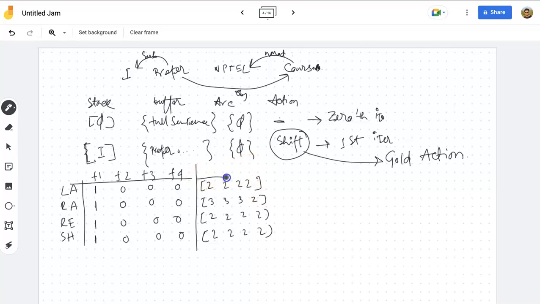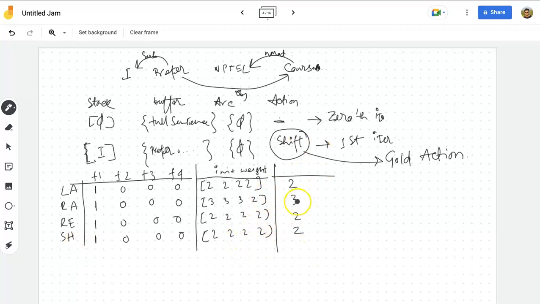So this is the initial weight. Now if you multiply the dot product, what is the value for left arc? All these are 0, so only the first thing is there. With dot product wise multiplication it will be 2. Similarly it will be 3, 2, 2. So these are the votes for the first iteration's action.